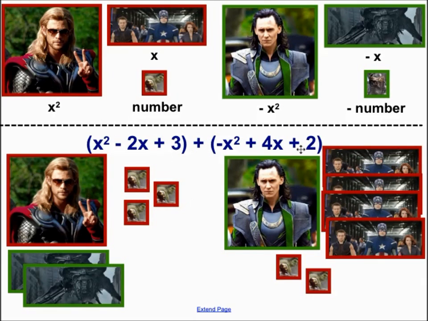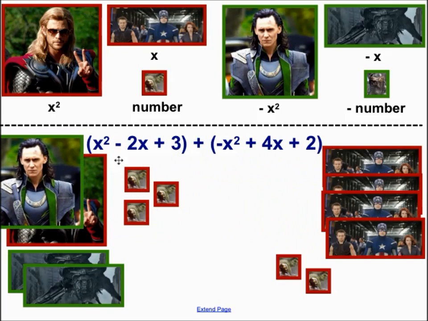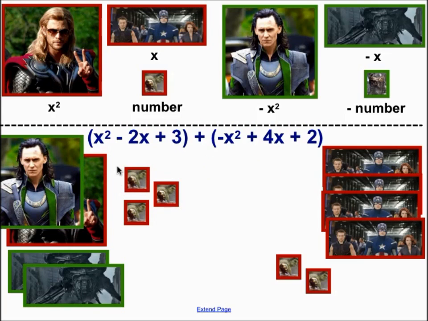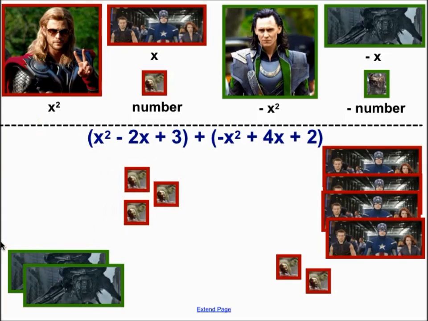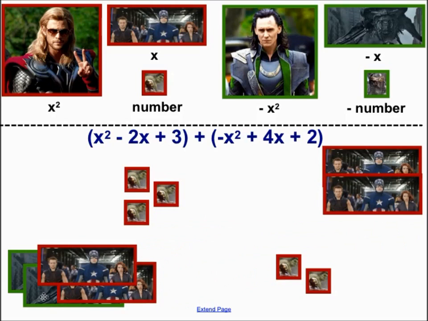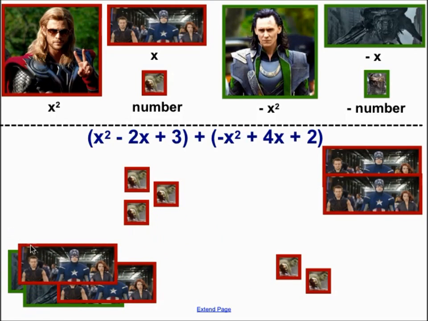Okay, so we have all of our parts. Now we're adding together. So this Thor, this Loki, they are going to take care of each other, just like that. Now these two bad guys, I'm going to send these two good guys over to take care of them. So all four of them are going to disappear.